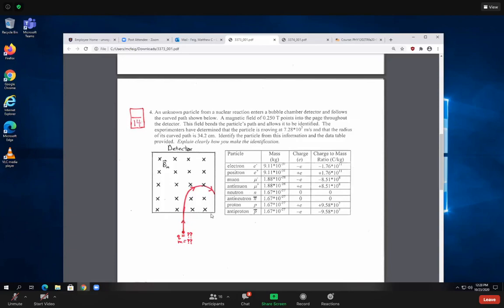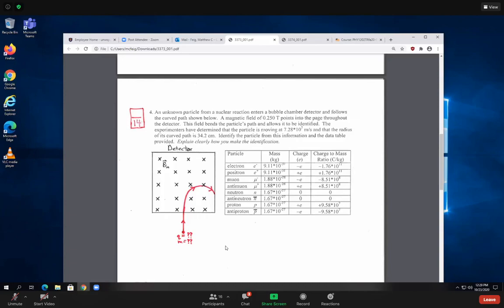The experimenters have determined that the particle is moving at a known speed of something times 10 to the 7 meters per second. And that the radius is, this is a section of a circle, and the radius is 34.2 centimeters, even though we're not seeing a completed circle or half a circle even. Identify the particle. So is this about the source of the magnetic field or the effects? It's about the effects. What does a magnetic field do to a moving charged particle? It bends it. And if it's a uniform magnetic field, it probably bends it into a circular arc, circular path.